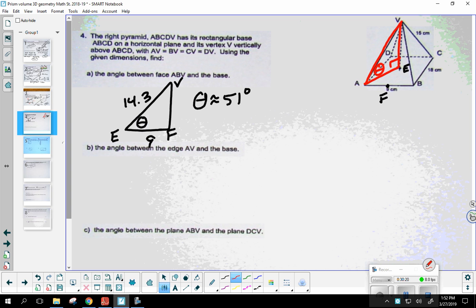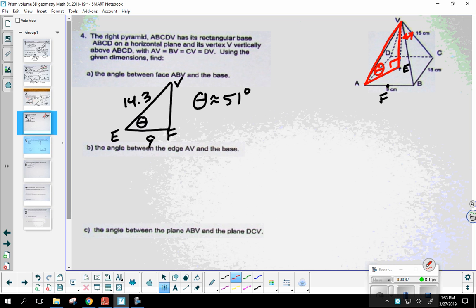Now, let's take a look at C as well. It says the angle between the plane ABV, so this front face, and the plane DCV, so the back face. So basically, this angle right here. If I were looking at it sideways, the angle created between those two planes. Now, I'll be honest, I've never seen a problem like that before. So this one is kind of tricky.